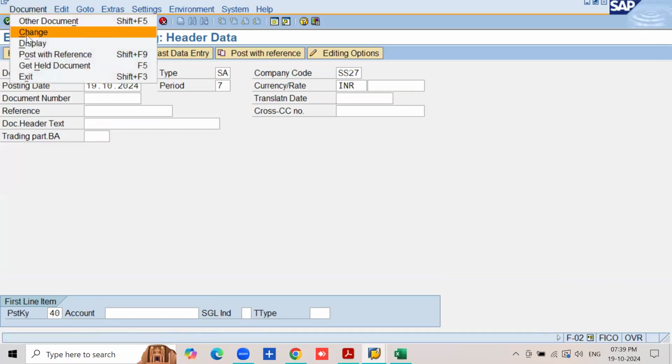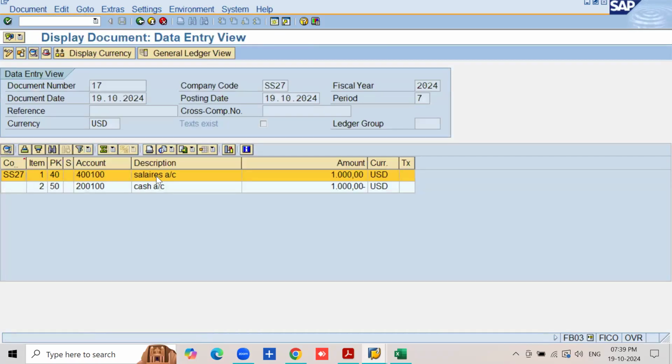Go to menu, document display. See, salary is accounted to cash, $1,000. Click on display currency. 87,000 rupees. So that's how, right? According to the client requirement, you can assign the exchange rate type in the document type.